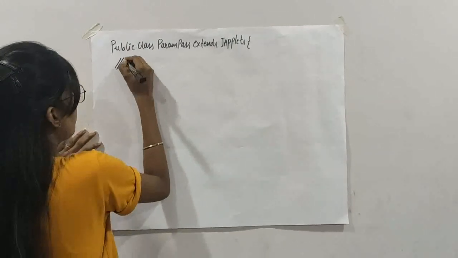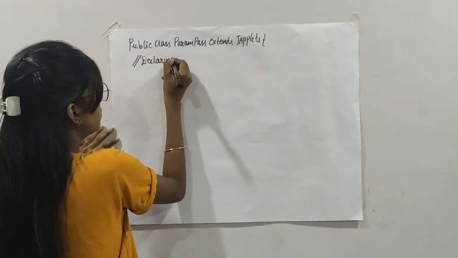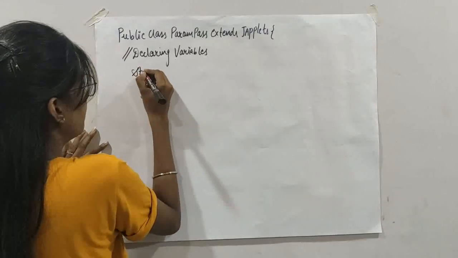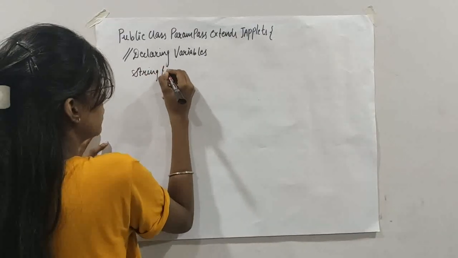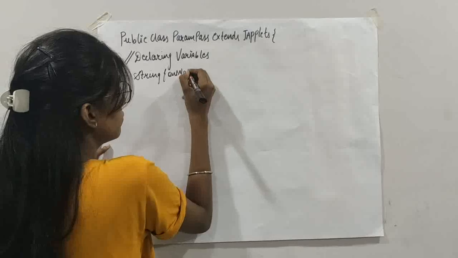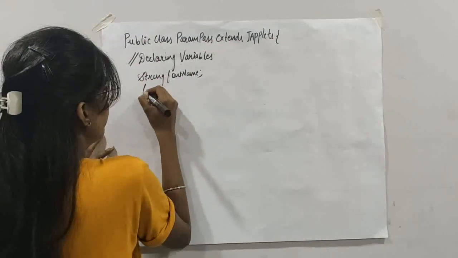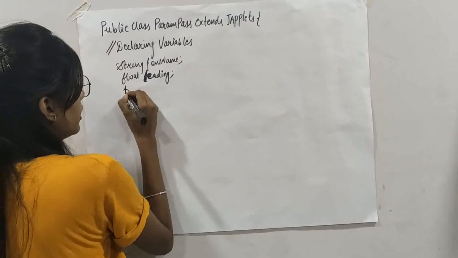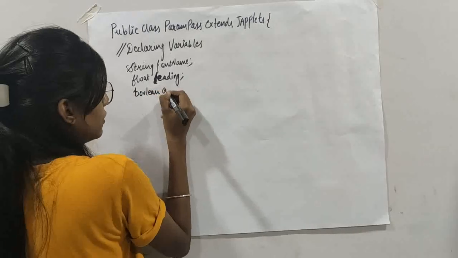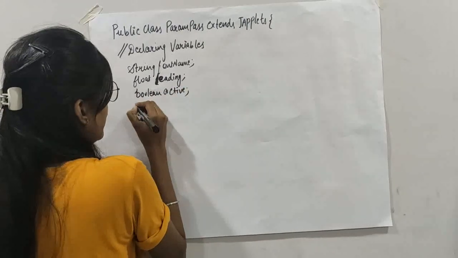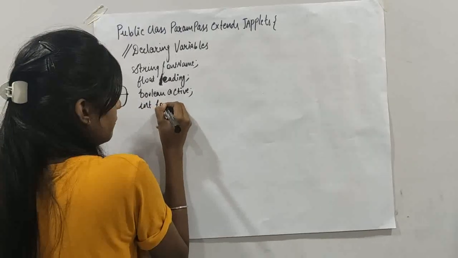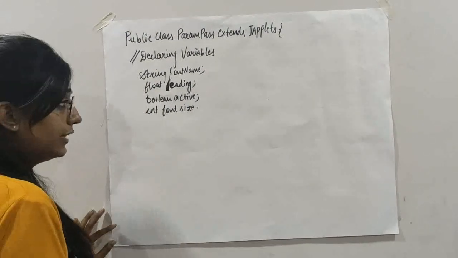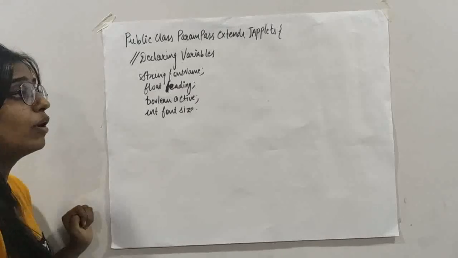Declaring variables: string for font name, float for leading, boolean for active, int for font size. We can use anything you want to fetch, anything you want to pass as a parameter from the HTML code.